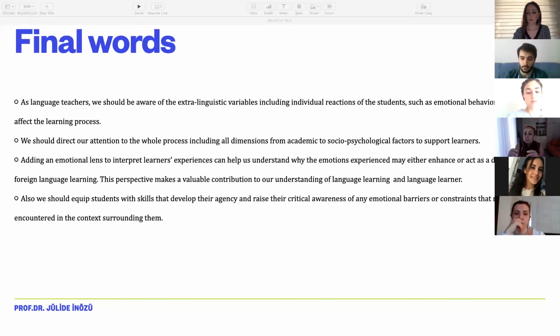So it is not just the materials, it's not just the course books, okay? So you know the word teacher as a mediator. This is one of our roles. We should act like a bridge, okay? Between their cognition and affect. And it is not only us as teachers, we should equip students with skills that develop their agency and raise their critical awareness of any emotional barriers that they encounter in their context. So we should make them know that, yes, there are some emotional barriers, but it is all possible to overcome that with the help of their teachers.